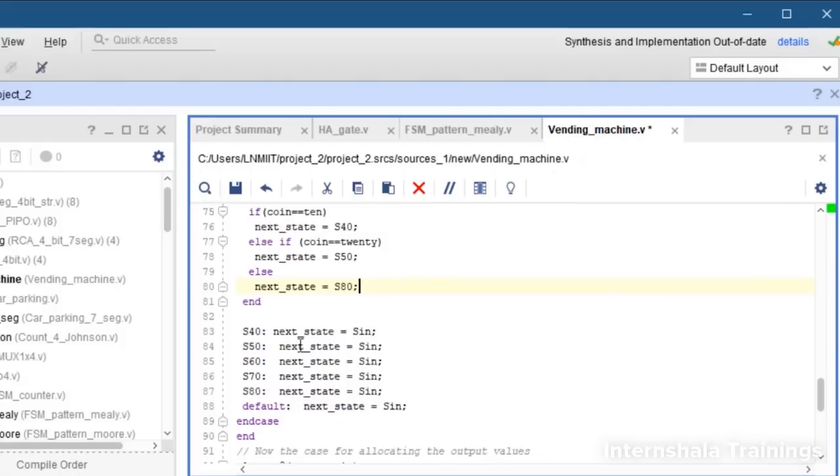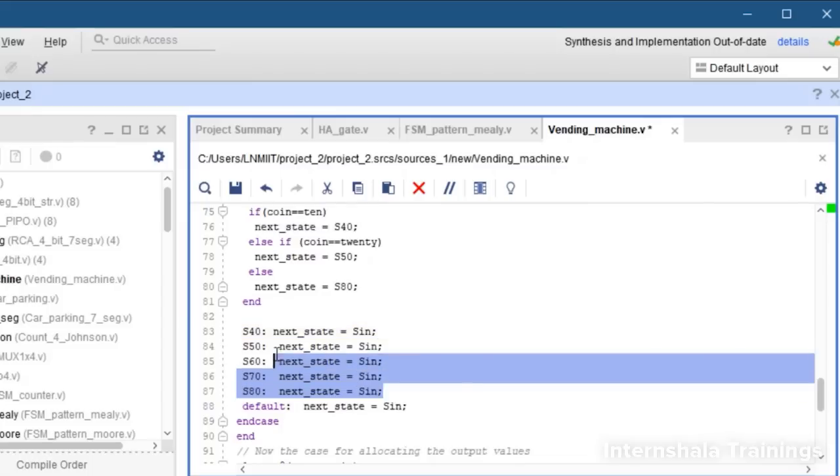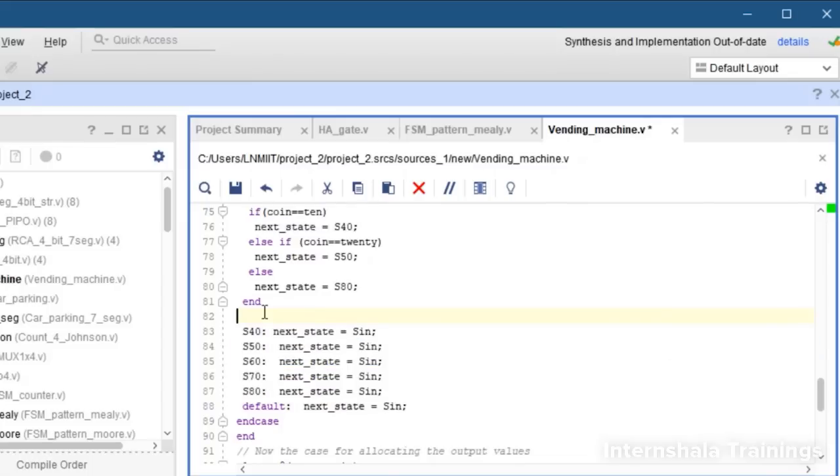Now something interesting. In S40, whatever the input is, our next state is S initial. In S50, S60, S70 and S80, in all of these, we are not taking any input. We are directly going to S initial.